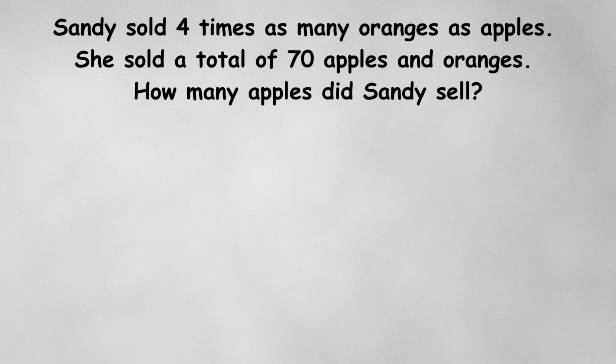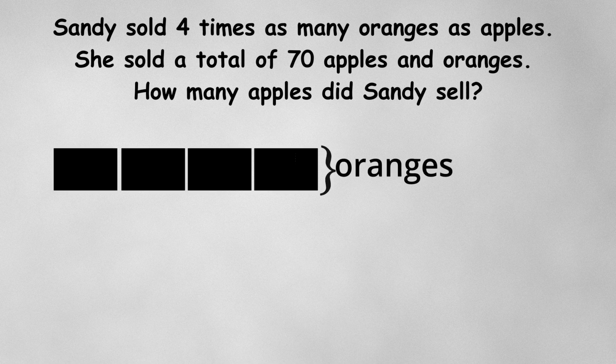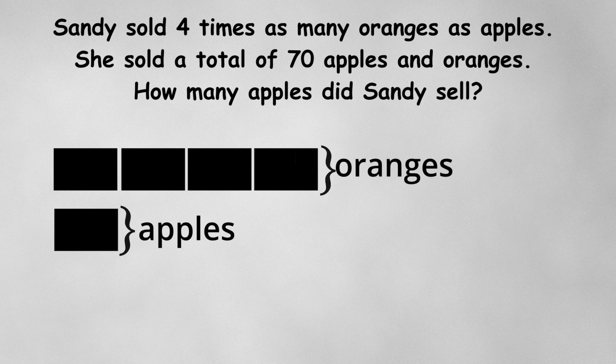So the problem is Sandy sold 4 times as many oranges as apples. She sold a total of 70 apples and oranges. So that's the total. And then the question is, how many apples did Sandy sell? Remember, the apples are less than the oranges because it says oranges are 4 times as many as apples.